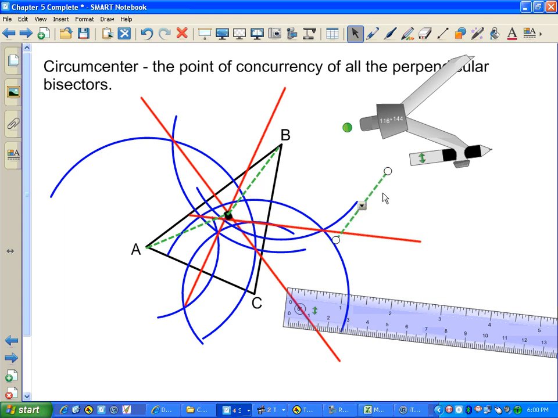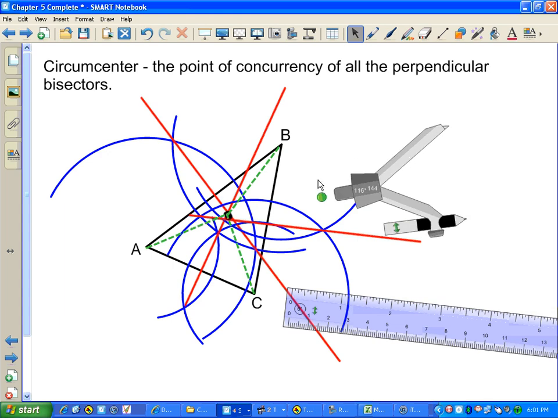Well, it's also on the perpendicular bisector of BC, so that means it's equidistant from B and C. So that means this segment is the same length as the other two green segments. So that's what's special about the circumcenter: it's going to be the same distance from all three vertices. And that's what you want to remember about the circumcenter.